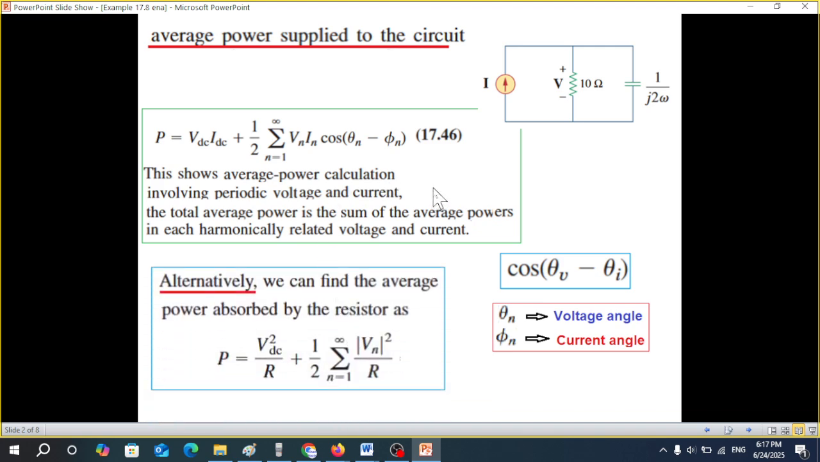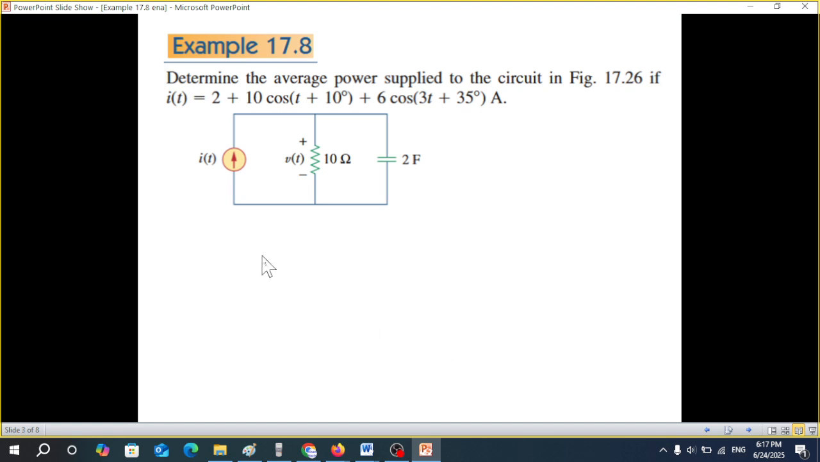Then there is another technique suggested in the book, that is we can find the power absorbed by the resistor, the DC power absorbed and the AC power absorbed, and the two will be the same. So the power supplied should be equal to the power absorbed. So we'll do it by both techniques. So this is the question: determine the average power supplied to the circuit. If I is given here, and this is the circuit.